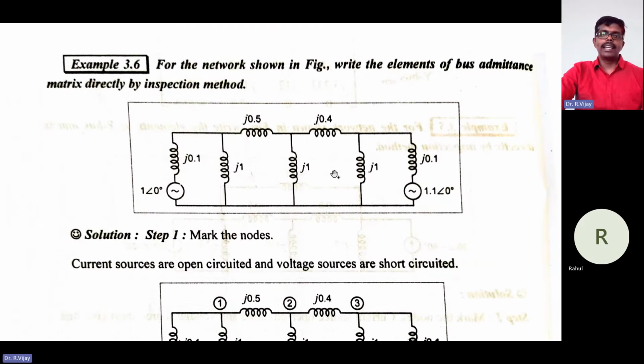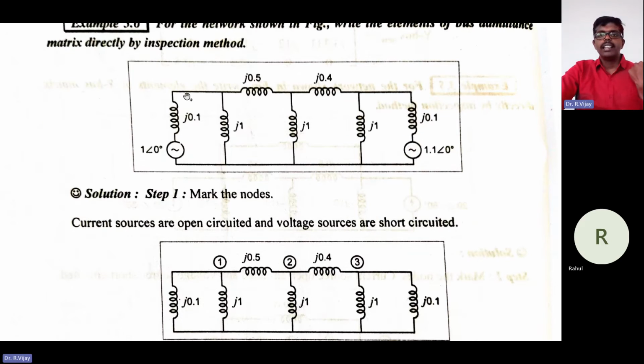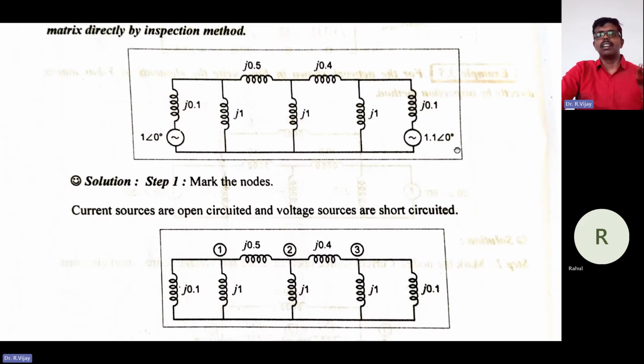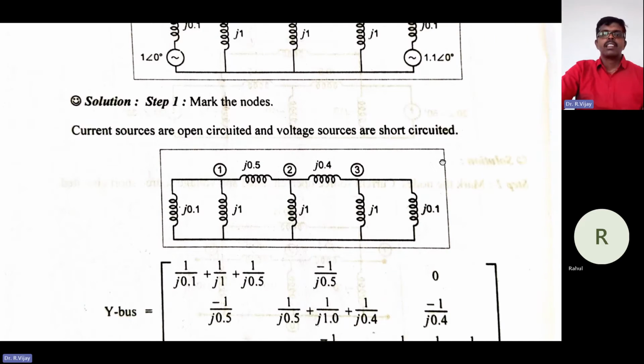Similarly, you need to go for the next problem. For the network shown in the figure, write the elements of the bus admittance matrix by the direct inspection method. Here, similarly, the voltage source you need to short circuit, and the first step is to mark the nodes. Here there are 3 nodes, same as the previous problem, only the values are changing.